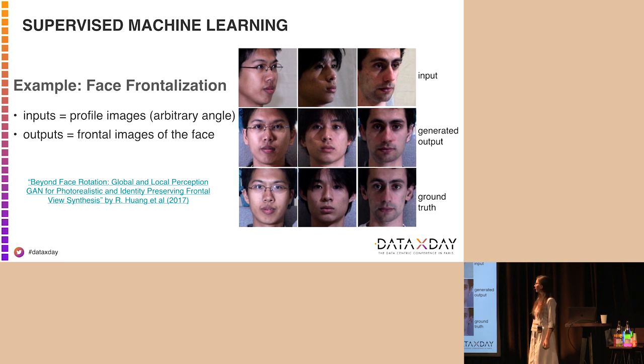Here the inputs are profile images taken at an arbitrary angle, just like the ones in the upper row. And the output that you want to get are images of faces of the same people, but taken at a full frontal view. So that's why the task is called face frontalization. And the figure comes from their paper, so their generated output, the output that was generated by their model, is the middle row. And if you compare it to the ground truth, the correct outputs in the bottom, you see that the agreement is actually almost scary.